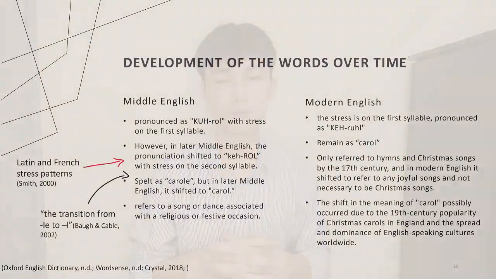On the other hand, the spelling also underwent a transition from carole to carol. The transition of the le to an l was common in Middle English, and it was partly caused by the tendency of omitting the last e's. The spelling transition is also the reason why the word carol is spelled as carol in Modern English.